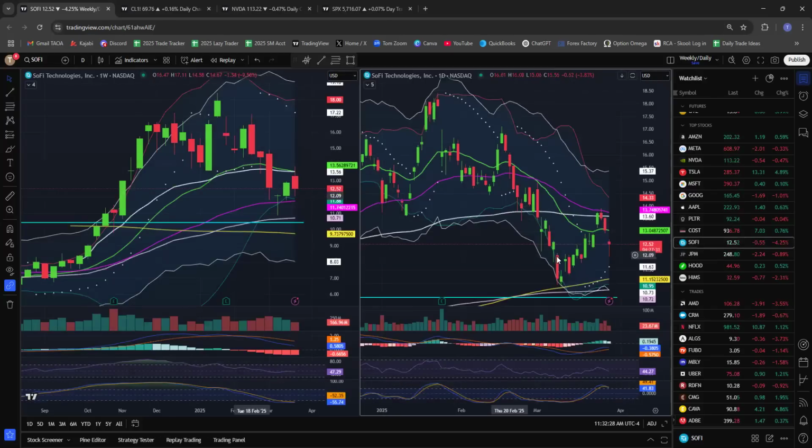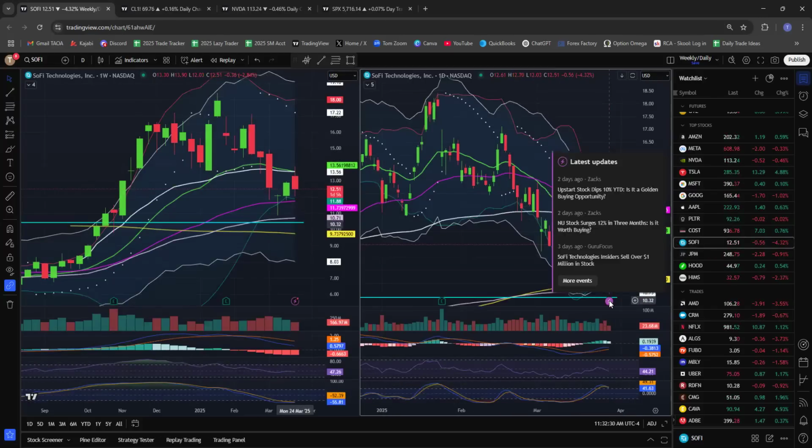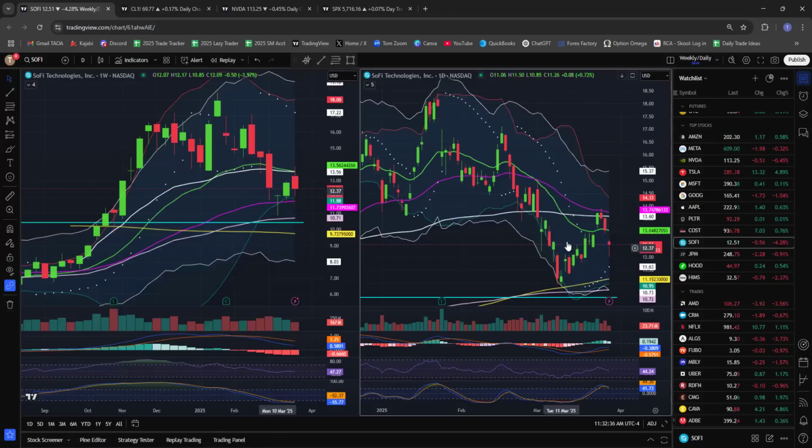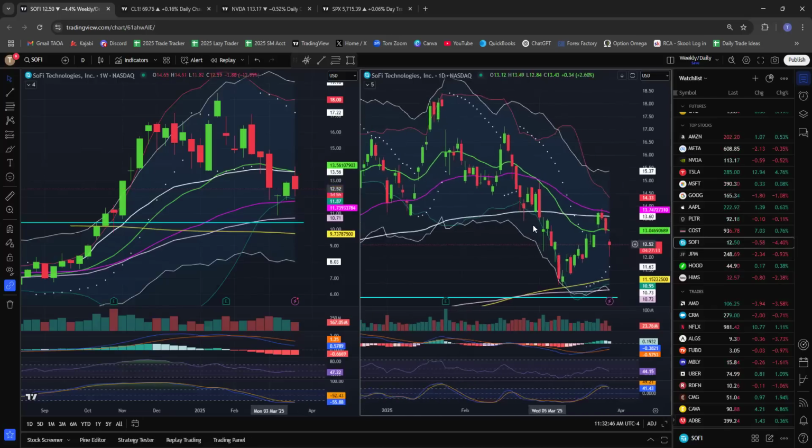SoFi, again, not a bad spot. Pretty good gap down today. No real news. Insiders selling today. SoFi tanking down here. Intrinsic value on this thing's around $10, $11. I don't think it's a bad spot to look at SoFi, but obviously this chart does not look great.